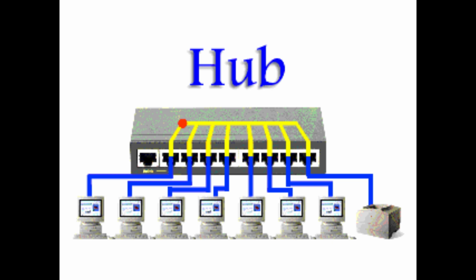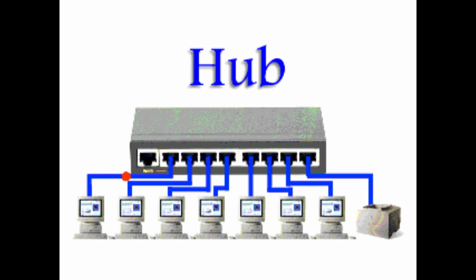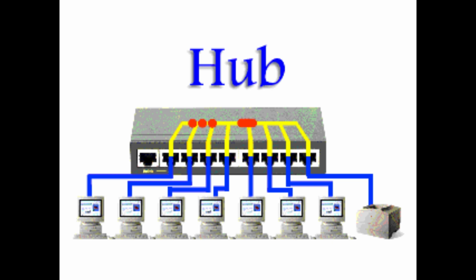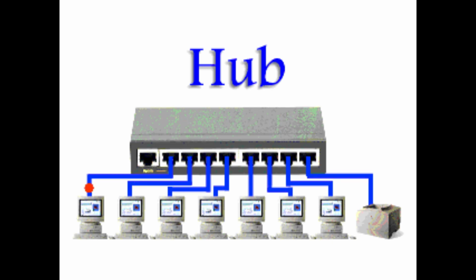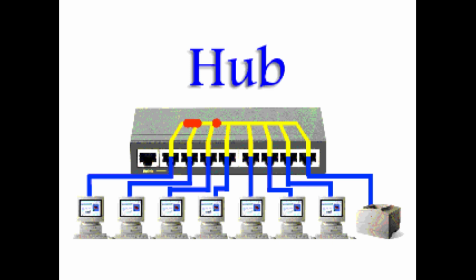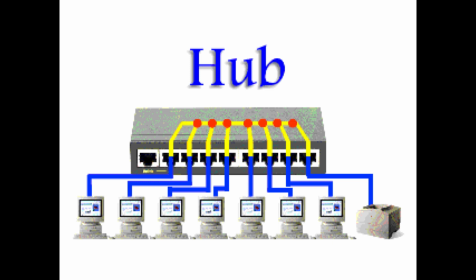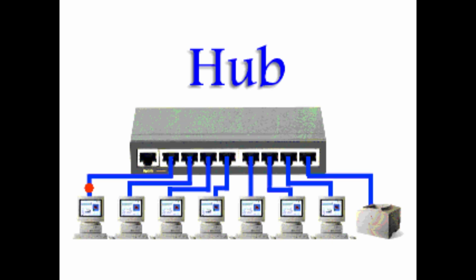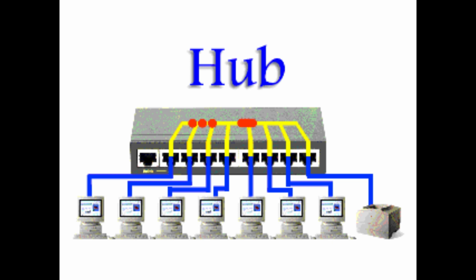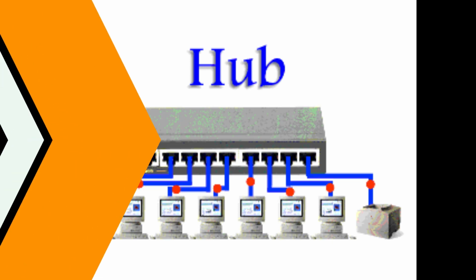First, let's talk about the hub. Think of it as a basic traffic cop. When data arrives at the hub, it's like the traffic cop shouting, "Hey, everyone, here is some data." The hub then broadcasts that data to all devices in the network, regardless of whether it's intended for a specific device or not. This can create a lot of unnecessary traffic, slowing down the network and potentially causing collisions.